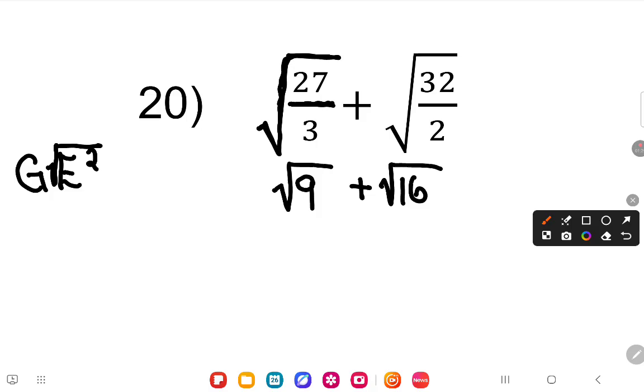So starting with the square root of 9, I'm asking myself, what number times itself equals 9? Well, that's 3. And then same thing with 16. What number times itself equals 16? Well, that's 4. And I haven't done my addition yet.